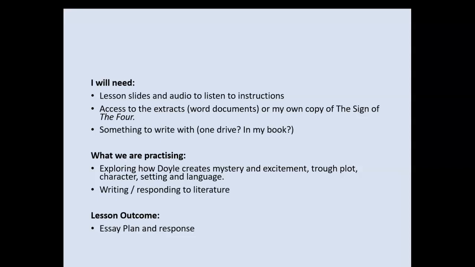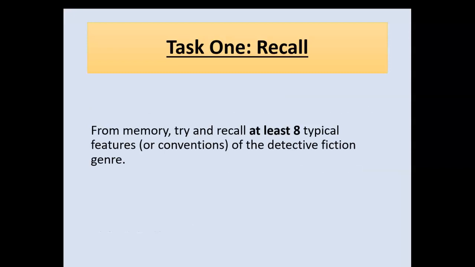I suggest OneDrive. So we're exploring how Doyle creates mystery and excitement through the plot, the character, the setting, and the language. And obviously we're responding to literature and considering how we actually would write an extended response to The Sign of the Four. So to start off with, I want you to try and list at least 8 typical features or conventions of the detective fiction genre. You might want to pause the video and give that a go.